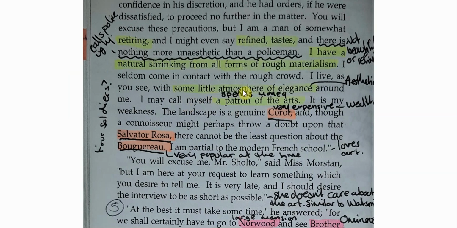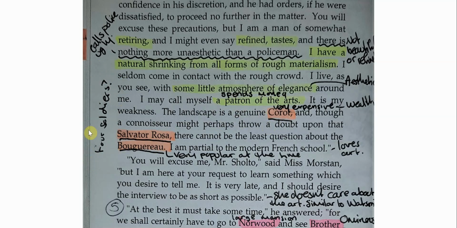He talks about his flat having some little atmosphere of elegance, so again, aesthetic, that he's a patron of the arts, that he's willing to spend money on paintings. And here we are given 3 painters' names. Now, these are real painters, the Corot, the Salvator Rosa. With that Salvator Rosa, he did a painting with 4 soldiers in it. I don't know whether there's much symbolism regarding that, but it's interesting.